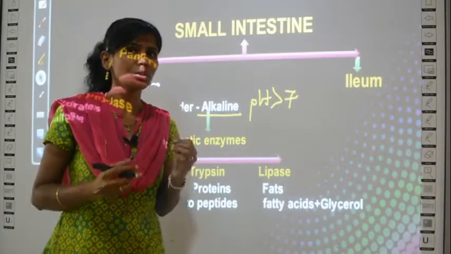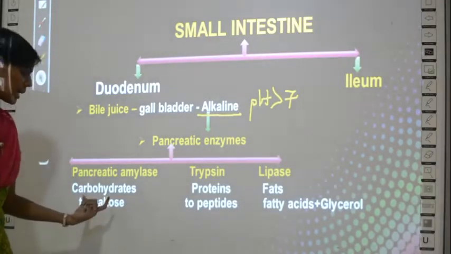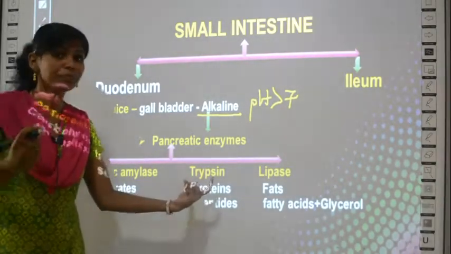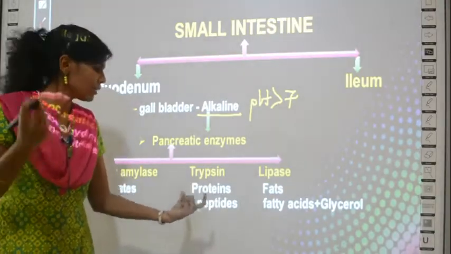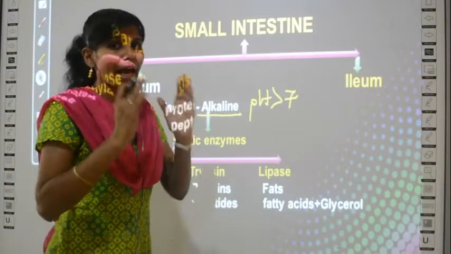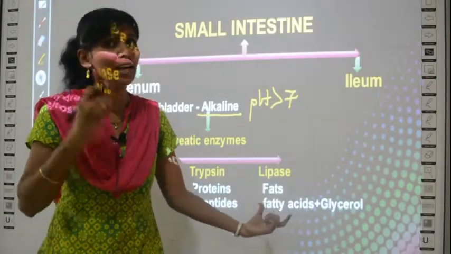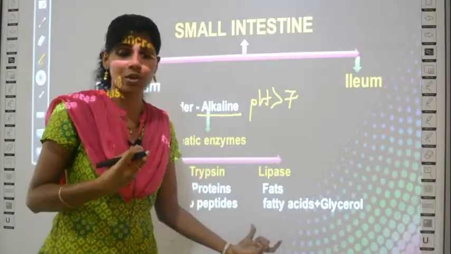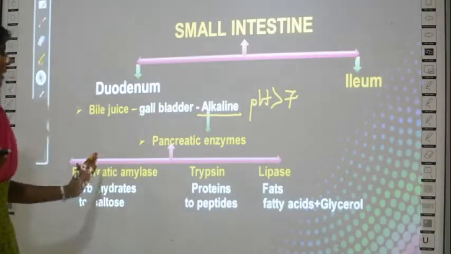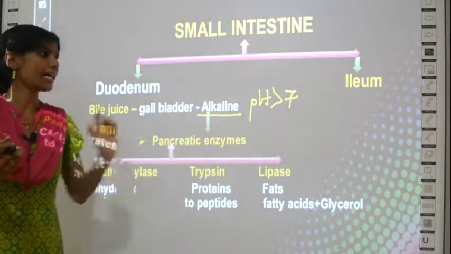So what is it going to do? Amylase will break carbohydrates and give small sugars called maltose. Trypsin will break proteins and give small proteins called peptides. Lipase will act on fat and give small fats called fatty acids and glycerol. So you have enzymes in the small intestine to break carbohydrates, proteins and fats.